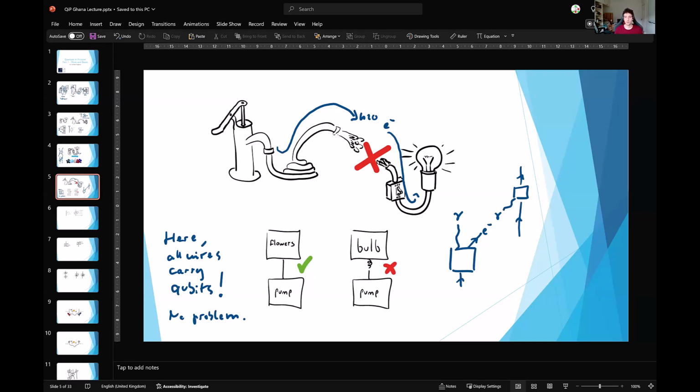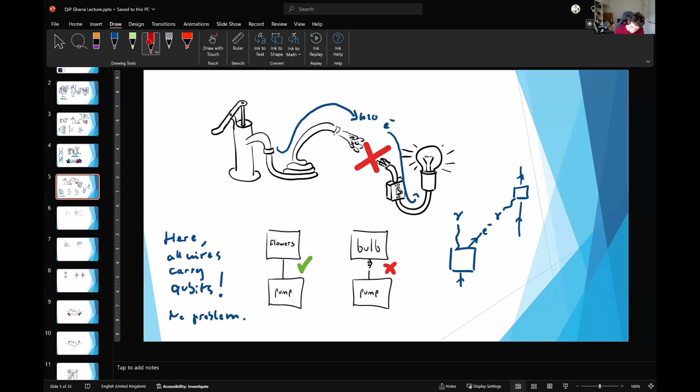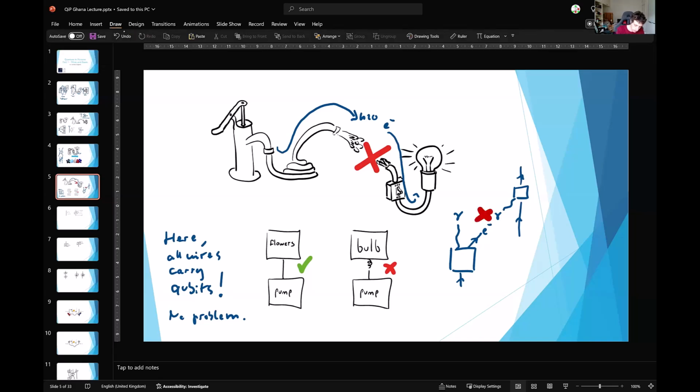Whatever you try to do is not going to give you a good experiment. It's not going to work out. So this is a problem. You don't want to do this. This is a no. Can't connect it that way.